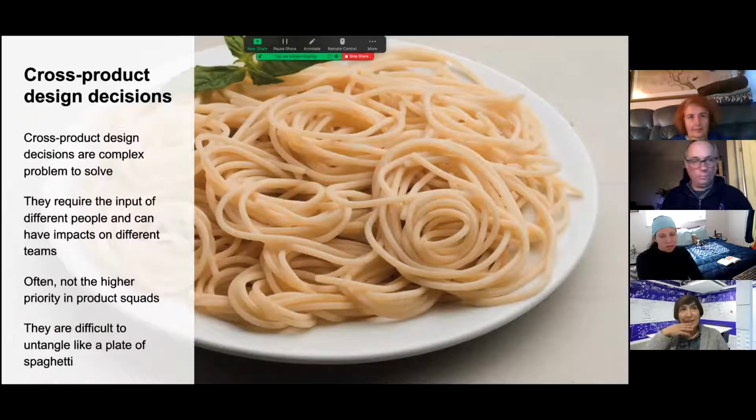As designers, we often have complex problems to solve that require the input of different people and have an impact on different products as well. And often they are almost like a tech debt with a design debt as well, right? So they are difficult to untangle, like a plate of spaghetti. So this is my metaphor. Sorry about the time if you're in the UK and if you're hungry, but it's really complex, really a plate of spaghetti, like you see here.